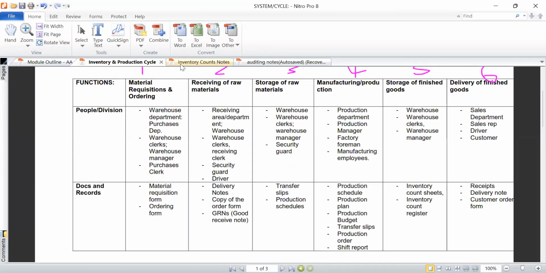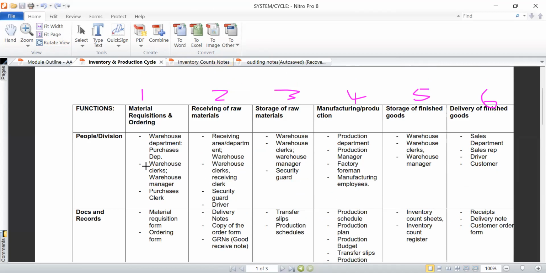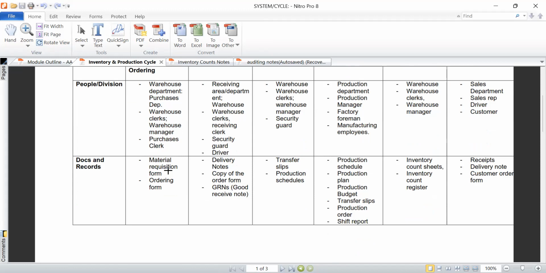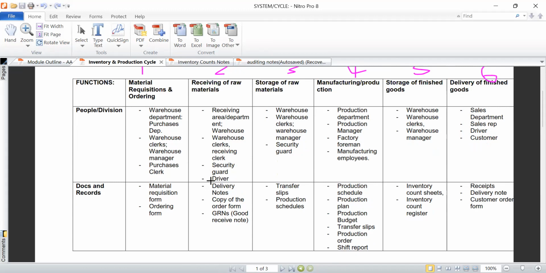Now, having said that, I take you back to our cycle. Looking at this material requisitions and ordering function, we see a material requisition form. We see an order form. Just to add to this, you would also see a supplier list, because we don't just buy raw materials from anybody. We need to have designated suppliers for our raw materials. Right, so that's material requisitions and ordering.